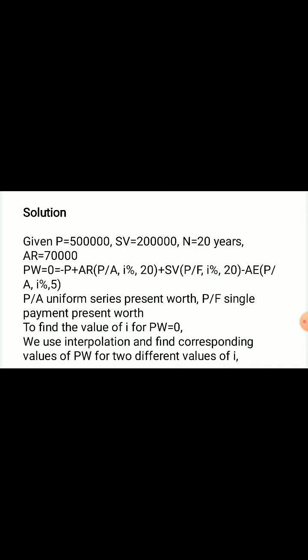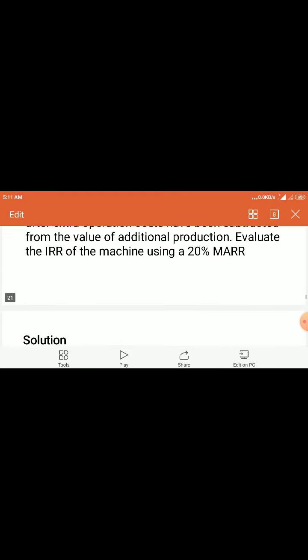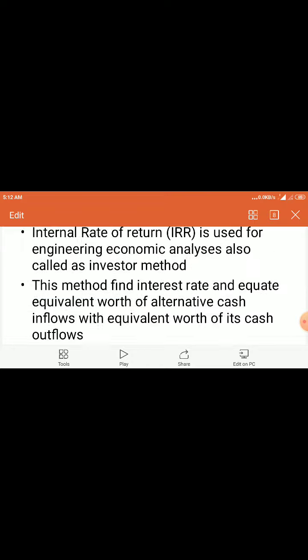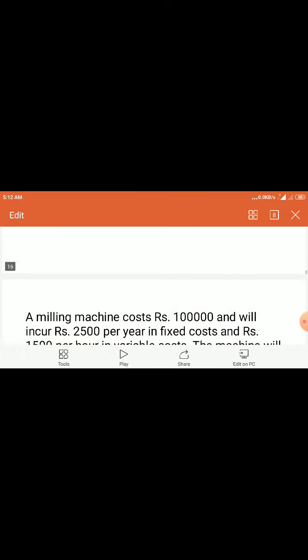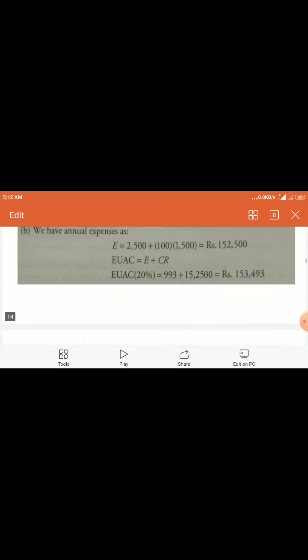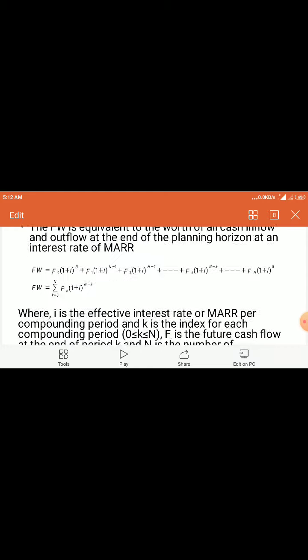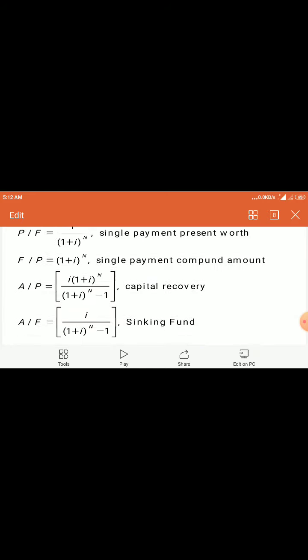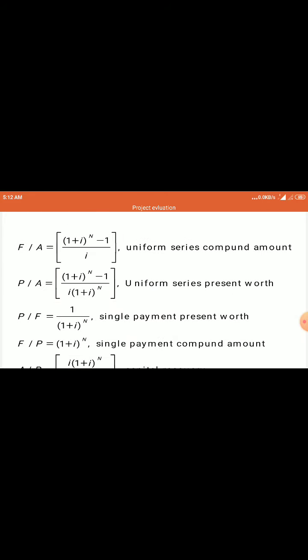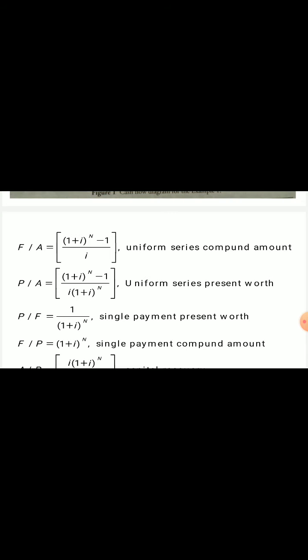How do you calculate these P by A and P by F factors? That is the formula we already discussed. These formulas are tabulated in the previous videos. The uniform series present worth formula is P by A equals 1 plus I raised to n minus 1, divided by I into 1 plus I raised to n. Here n is the number of periods of time, and I is the interest.